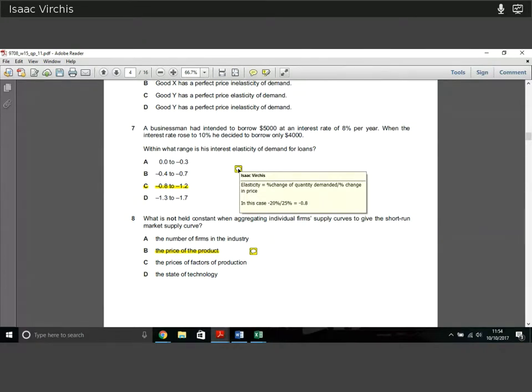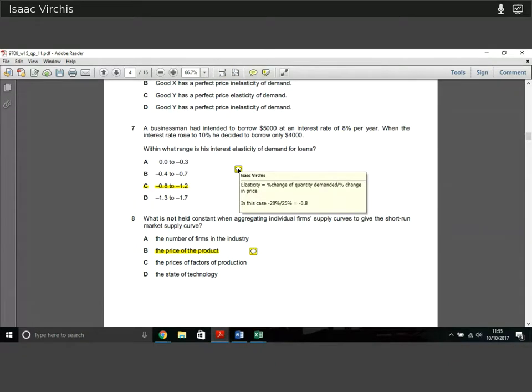The trick they're trying to play here is the fact that it's an interest rate change of 2%, not a 2% change. The fact that you've got interest rates, which are already percentages, can catch a few people out. Make sure you're realizing all the time that it's a percentage change, not simply seeing the percentages. So really make sure you do the calculations accurately there. That's what's going to be key to getting this question right.